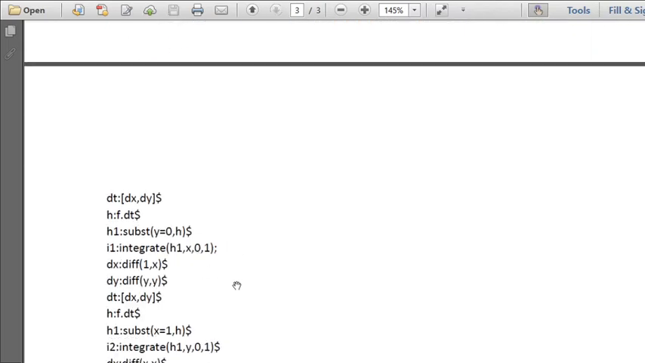Therefore, now let's write a Maxima code for this. dx, differentiation of your x, is 1 with respect to x, and dy will remain as it is. dt is nothing but list dx comma dy. What is your h? F dot dt, that is pdx plus q dy. That will be stored in h, but you need to substitute x equal to 1 in that, so that all of your x will go off, only y will remain. Now integrate that h1 with respect to y, where y runs from 0 to 1. That gives you the line integral over C2.